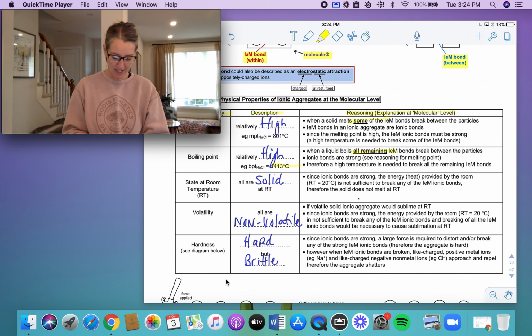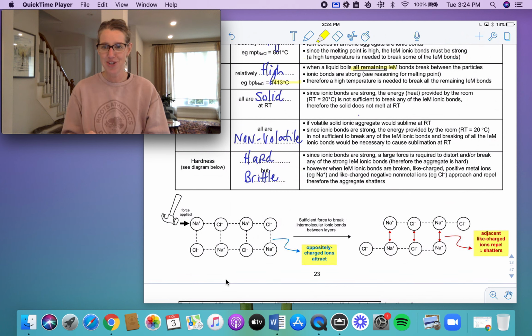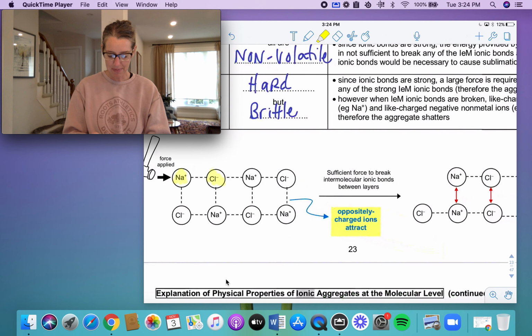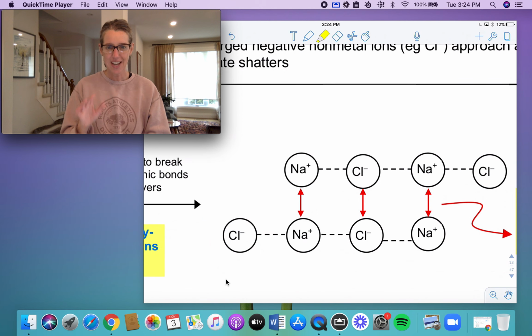All right, hardness, hard but brittle. There's your diagram there that shows that. Okay, can you show a diagram like that very specifically? I think there's one in the homework question, right? Have a look at those ions. Sodium 1+, chloride 1+. What happens? The like charges come together, like charges repel, and it shatters. Okay, so that's why it's hard yet brittle.